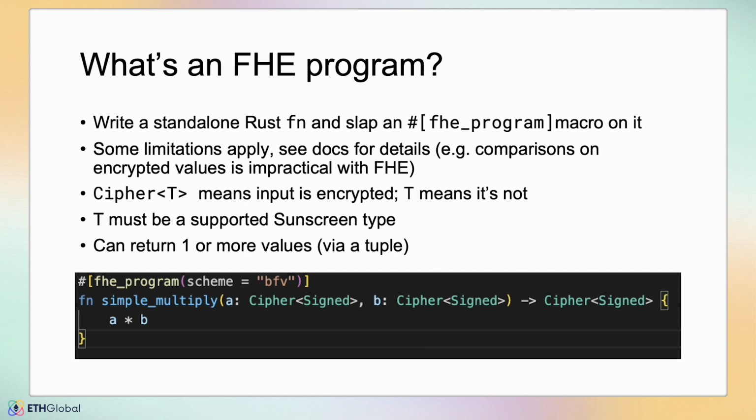A notable example is comparisons. You can't perform comparisons in FHE programs, so please don't attempt any bounties that require them. You'll note that A and B have the type Cipher of Signed, as does the return value. Cipher of T means that the value is encrypted, and T means that it's not.